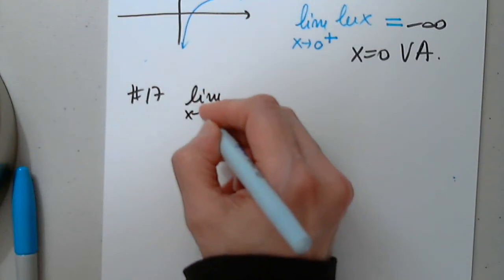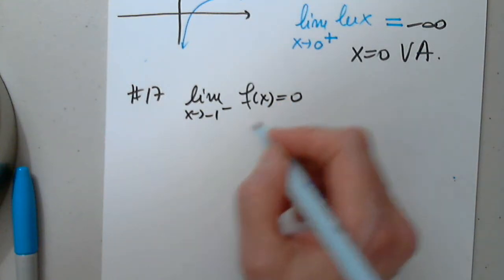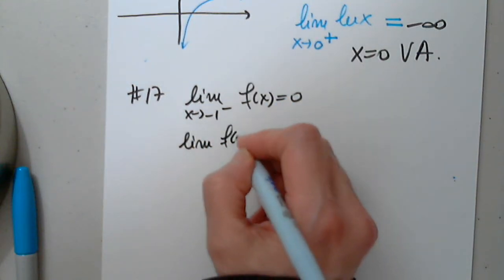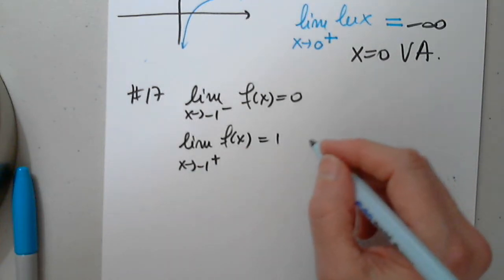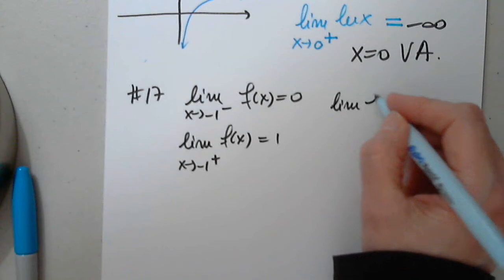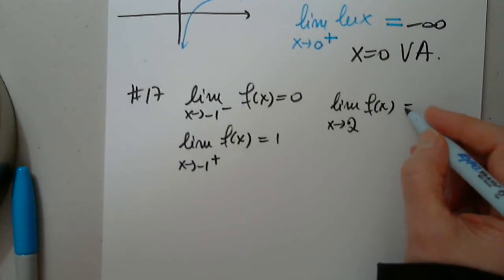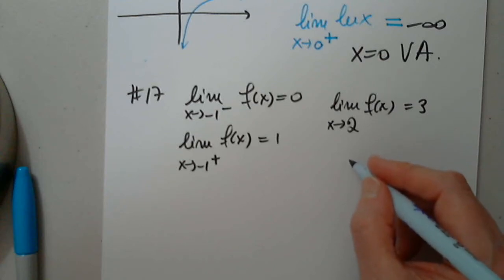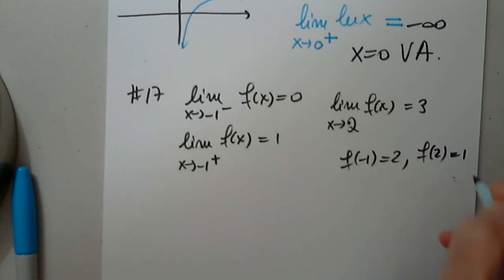So the limit as x approaches -1 from the left of f of x, they say it's 0. Limit of f of x as x approaches -1 from the right, they say it's 1. Limit of f of x as x approaches 2 from either side is 3. What else is there? f of -1 is 2, and f of 2 is 1.